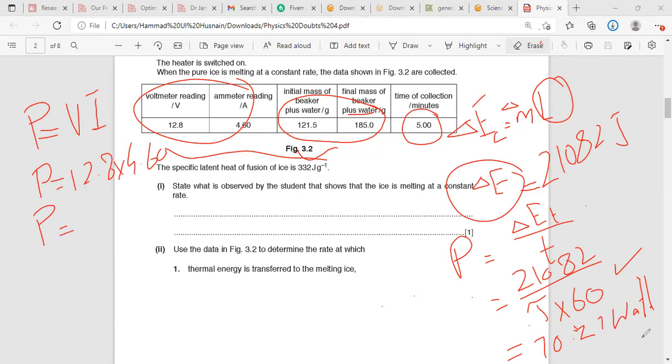It'll be 58.88. 58.88 watt, right? Now try to understand it in the second part. Let me show you the question.